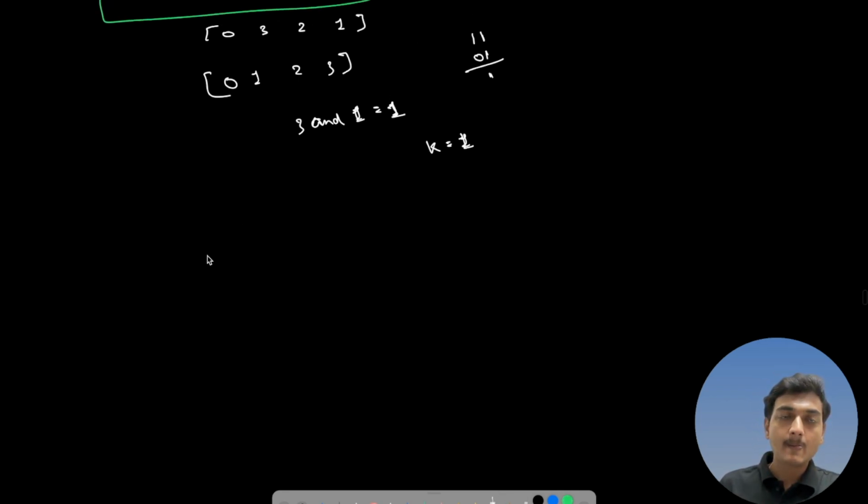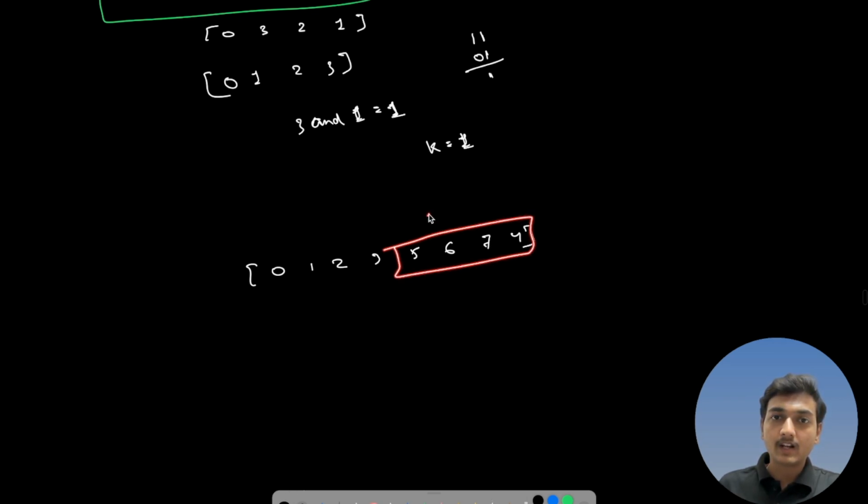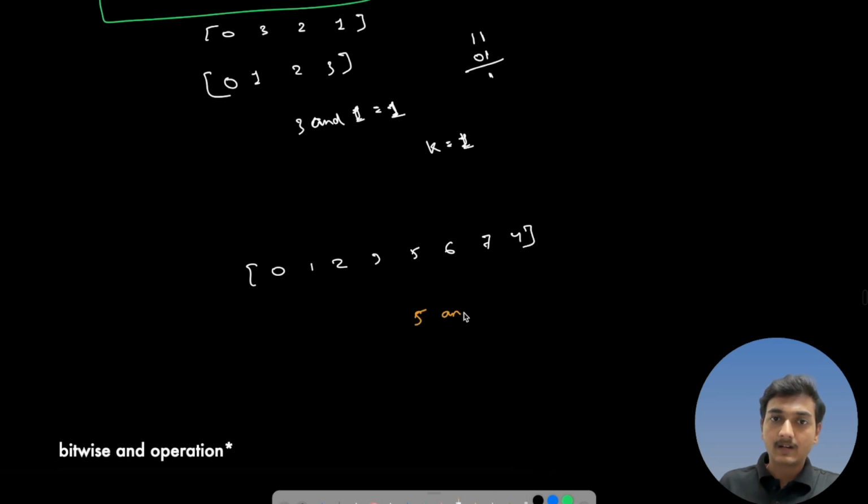Let's say we have an array like this: 0, 1, 2, 3, 5, 6, 7, 4. I think these four elements are not in their correct positions. The correct order is 4, 5, 6, 7. So how would we get the answer? I would say 5 AND 6 AND 7 AND 4. So this will be the answer.